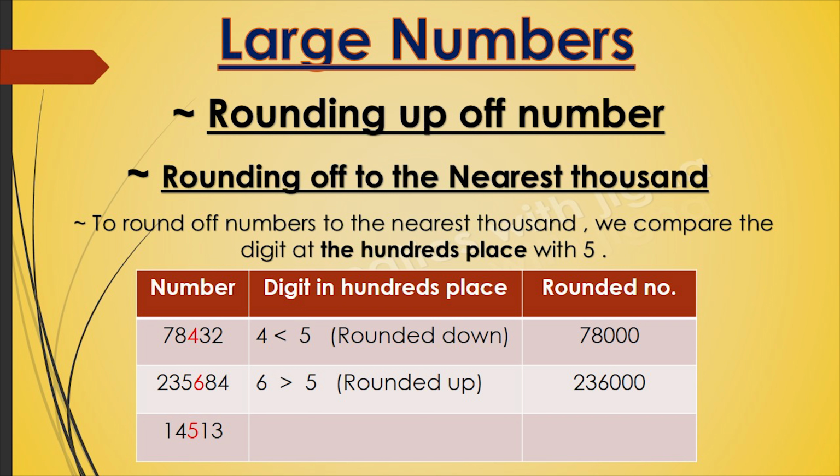Our next example is 14513. Here 5 is in the place of hundreds. So 5 is equal to 5. So when it is equal to 5, then we round up the number by adding 1 to the digit at the thousands place. So here 4 is in the thousands place. So 4 plus 1, 5. So 1, 5, and rest of the digits converted into the zeros. So our answer will be 15000.